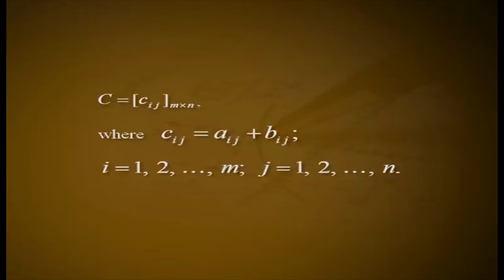Operations on matrices. Addition. Let A equal matrix Aij and B equal matrix Bij be any two m by n matrices, that is, A and B are matrices of the same order. Then their sum C equal to A plus B is defined as the m by n matrix C equal to matrix Cij, where Cij is equal to Aij plus Bij, where i is equal to 1, 2, etc. up to m and j is equal to 1, 2, etc. up to n.